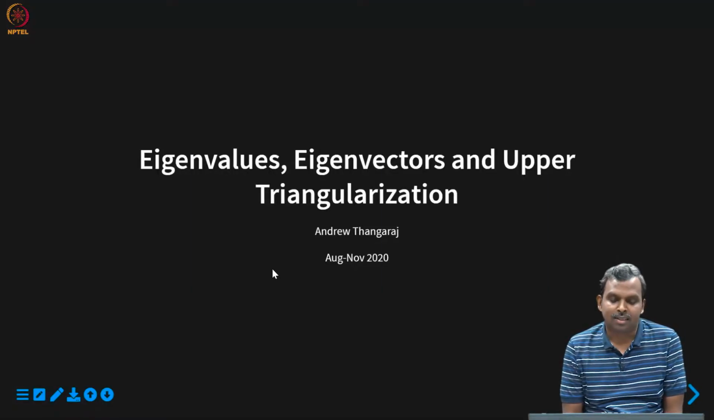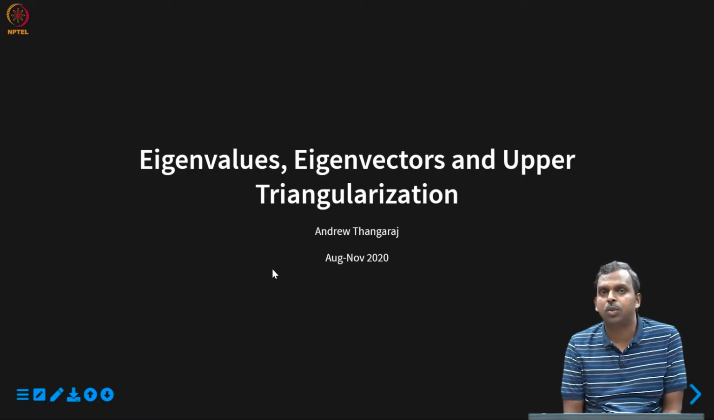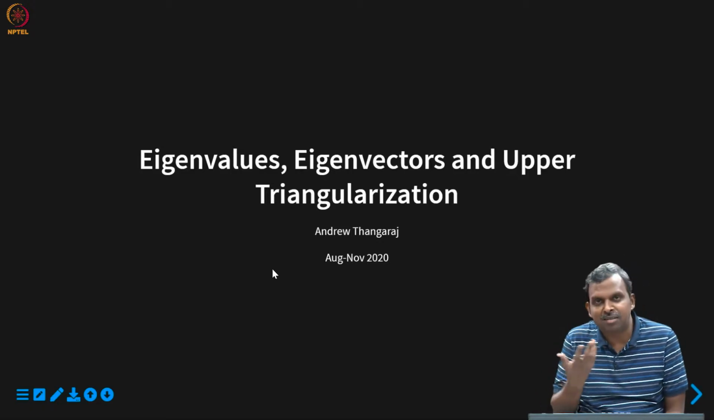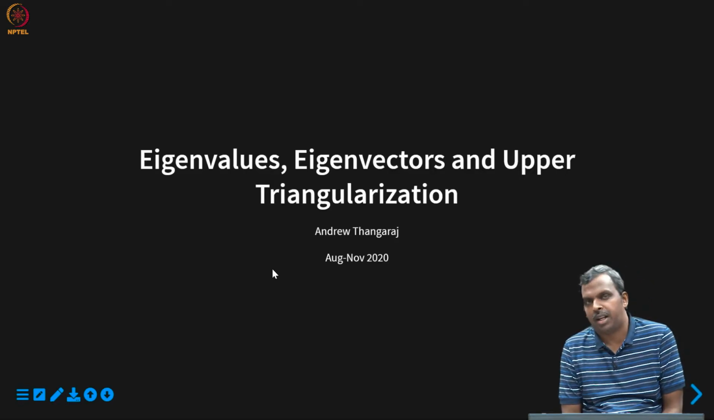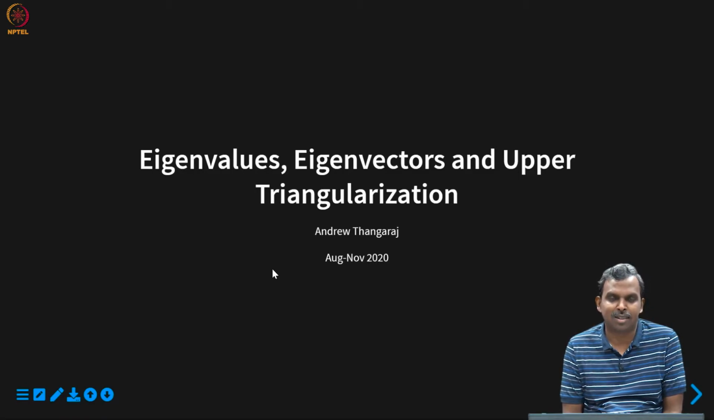We are now going to see this very interesting idea of eigenvalues, eigenvectors and upper triangularization. It was the end of last lecture. We saw that we may not always be able to get a diagonal matrix for a linear operator. There may be some limitations because you may not have enough eigenvectors. But it turns out upper triangularization is always possible for any linear operator. There is an upper triangular matrix. So that's the main result we'll see.